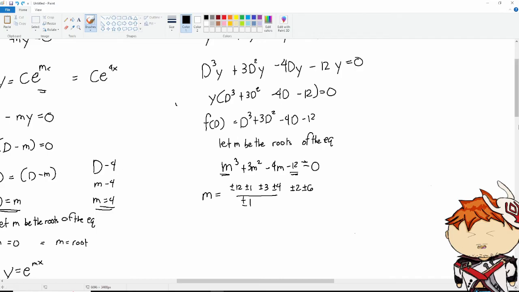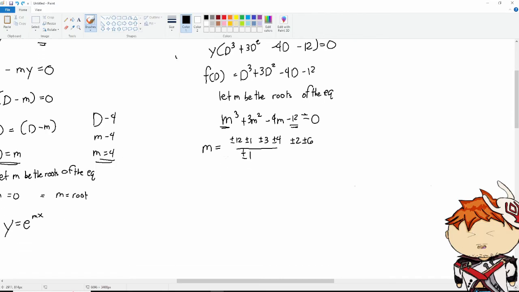Okay. So, we're gonna guess. I'm gonna do a trial and error. Now, because this is negative 4m and negative 12, I'm gonna do negative 1. If we substitute negative 1 to our equation, negative 1 cube will become negative 1, positive 3 times negative 1 square is positive 3, negative 4 times negative 1 is positive 4, negative 12. Oh, it's not 0. It's not 1. How about negative 2?